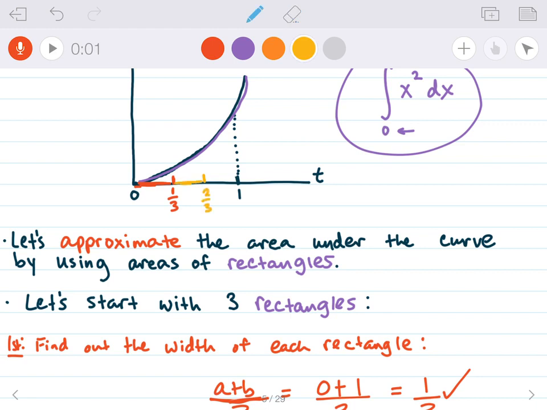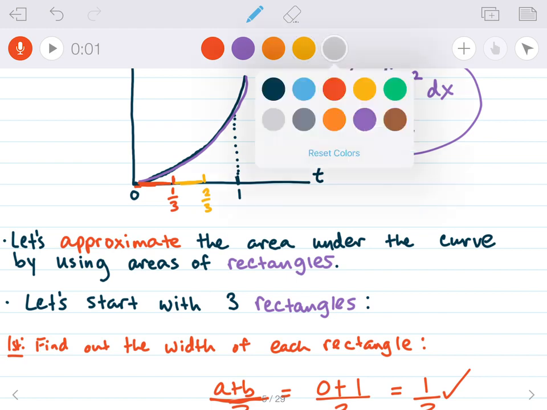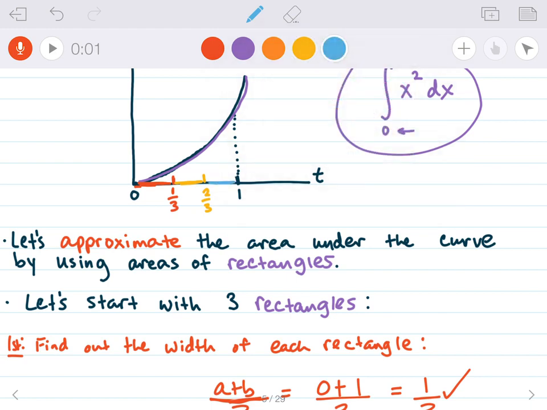So that width is also a third. And then from 2/3 to 1, well, 1 is the same thing as 3/3. So again, this is going to be a third. This is another third right here. All right, so we have our 3 rectangles.